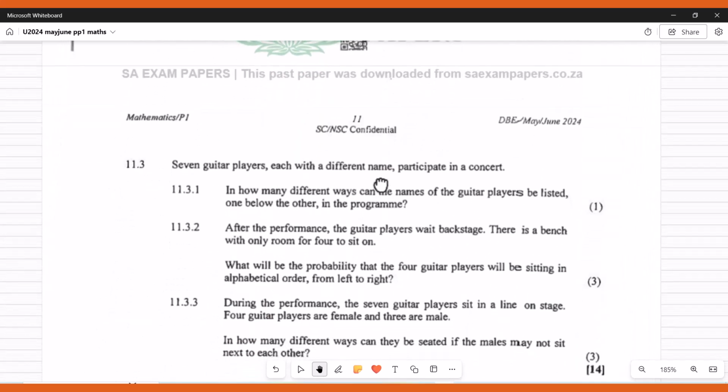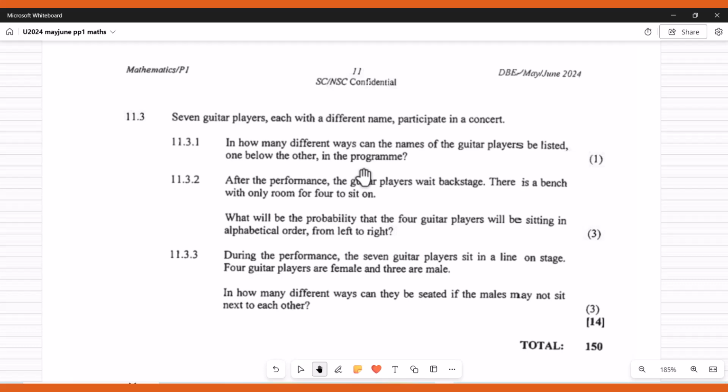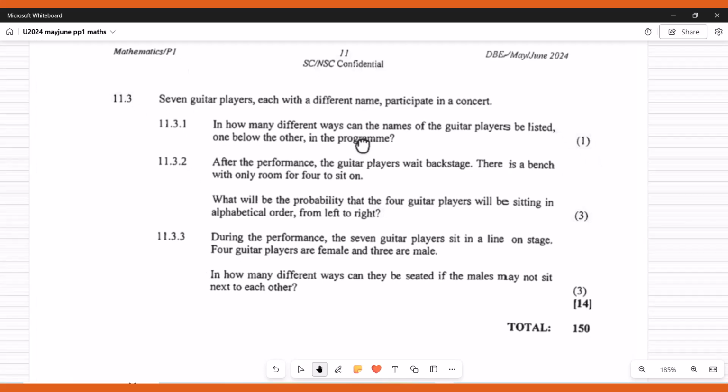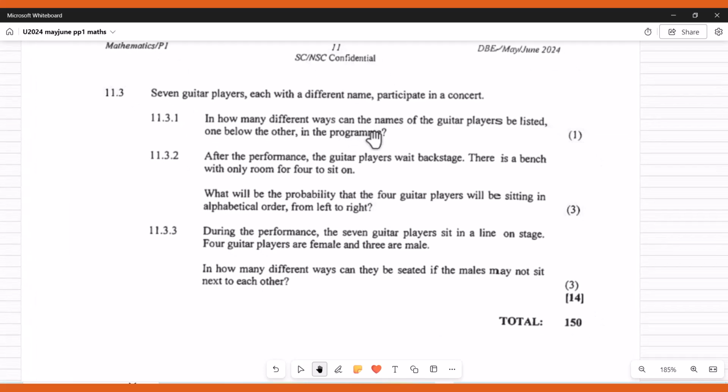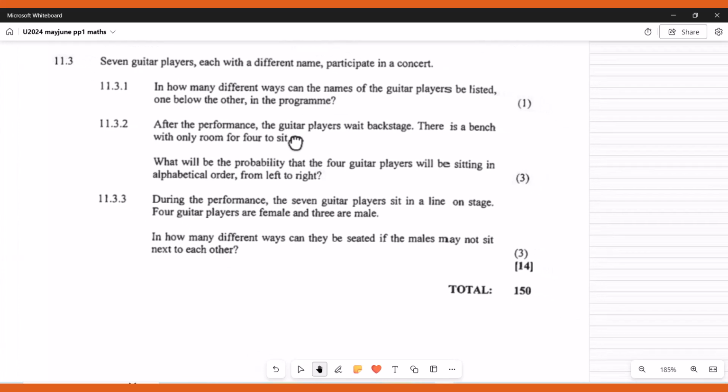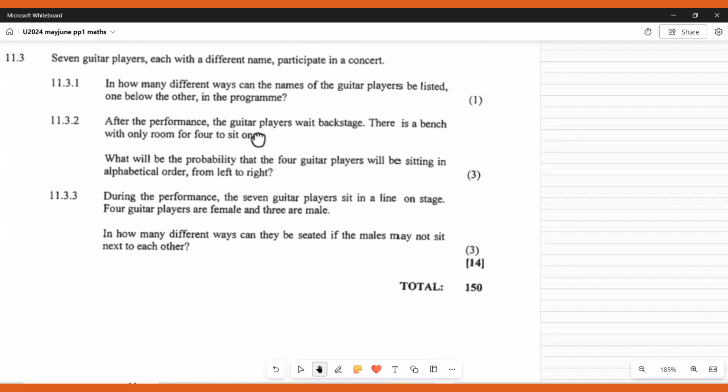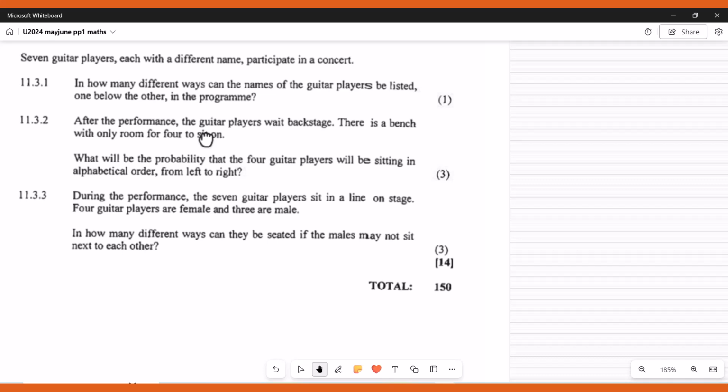They say that 7 guitar players, each with a different name, participate in a concert. In how many different ways can the names of the guitar players be seated one below the other in the program? Okay, so how many are they? They are 7 guitar players. Okay, because there are only 7, they can be seated in 7 factorial ways.